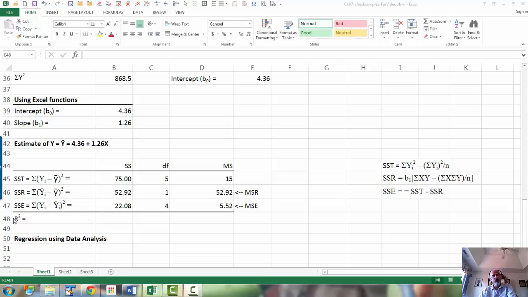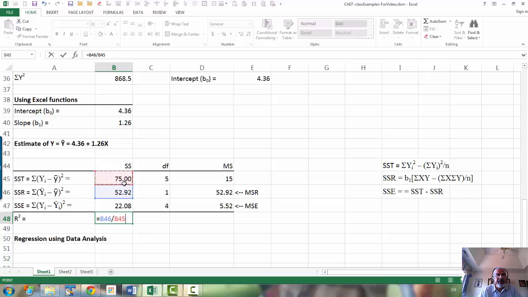Now we can compute what is called the R squared value. R squared is also called the coefficient of determination, and that is given by SSR divided by SST. So in other words, the total sum of squares is in the denominator and SSR in the numerator. So SSR is the proportion of the total sum of squares that is now explained by the regression.